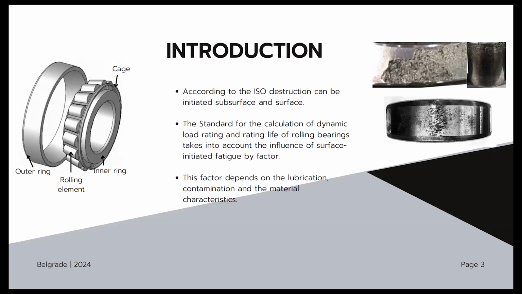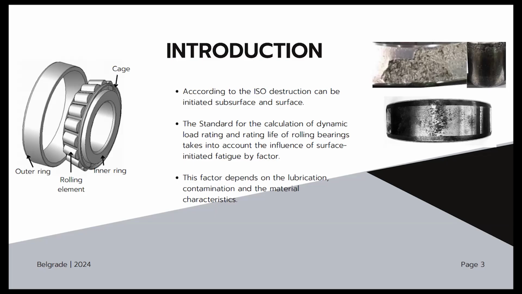Service life is a number of revolutions or operation time until failure. Failure of a rolling bearing can be caused by damage of some parts like the outer ring, inner ring, rolling element, or the cage, and that damage is caused mostly due to inappropriate lubrication, but also the contamination of the oil or some other lubricant can affect damage of some of these parts.